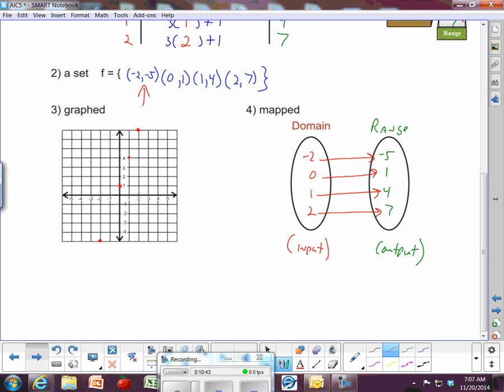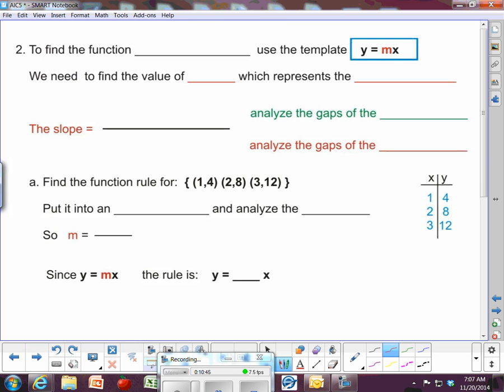Okay. Go to the back of your notes there. I'll get my shade up.